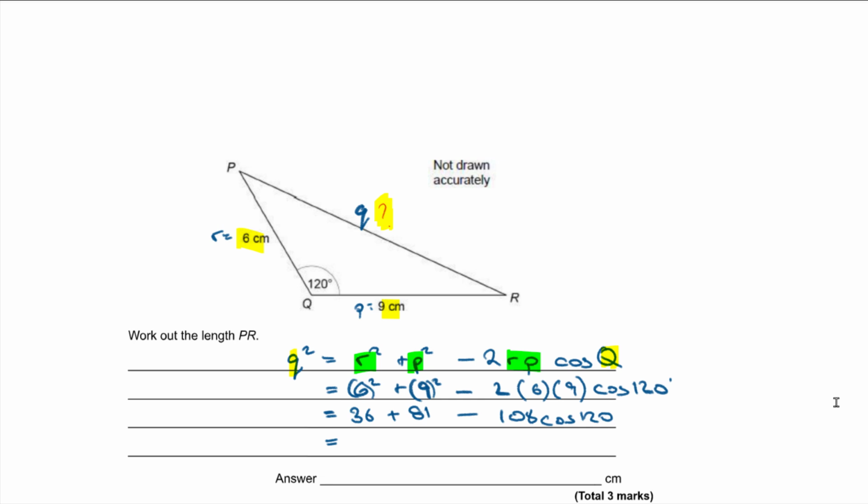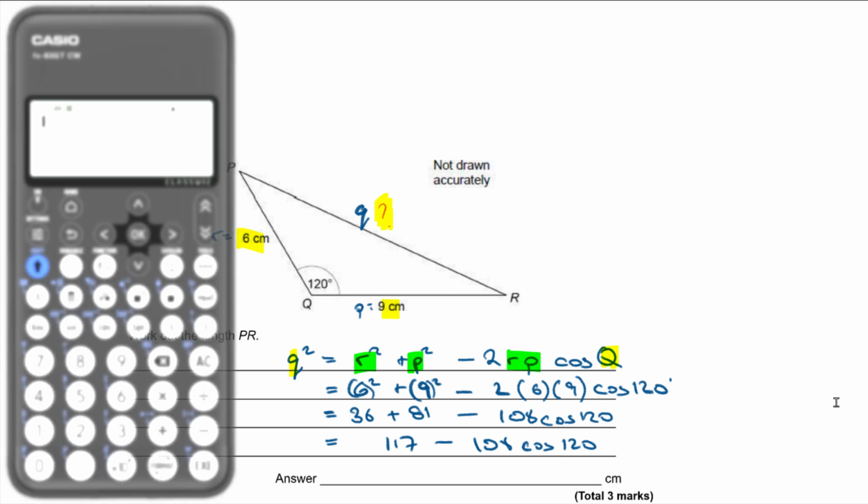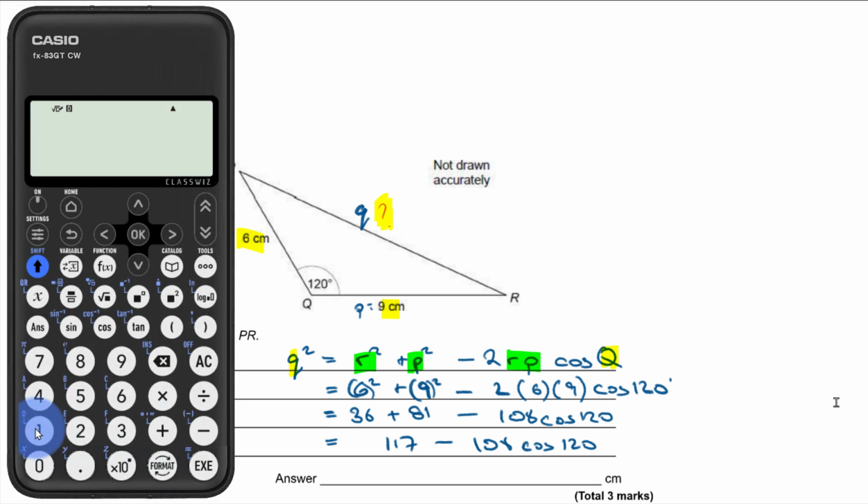Right, so 36 plus 81, that's 117. Okay, so it's 117 minus 108 cos 120. Now, when I get into this form, that's when I type it into the calculator, making the keying in easier than it would otherwise be. So 117 minus 108 cos 120, and that comes out to be 171.